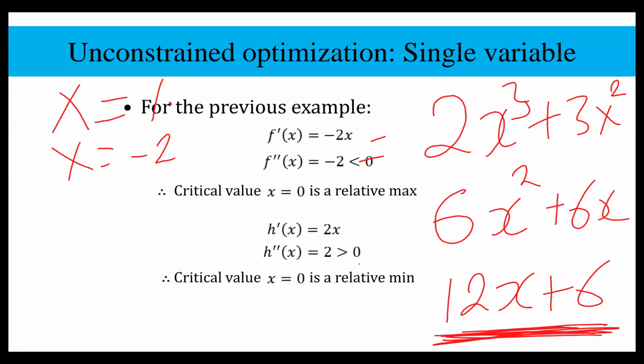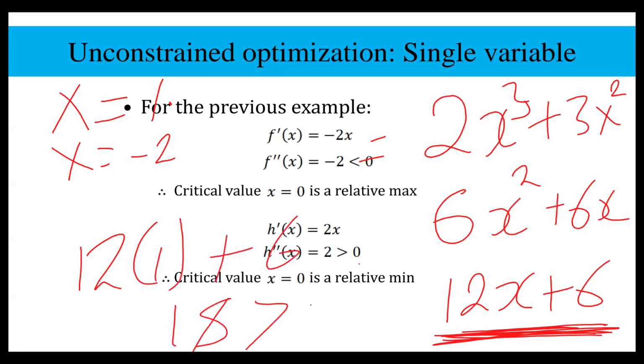Assuming that the critical values were 1 and -2, we could have substituted the 1 into this second derivative. It could have been 12 multiplied by 1 plus 6. That could have given us 18. 18 is greater than 0, meaning we have a what? A minimum, right?